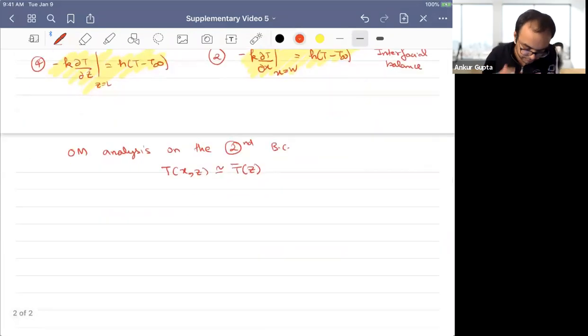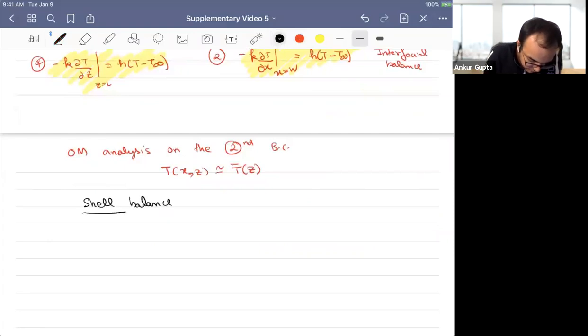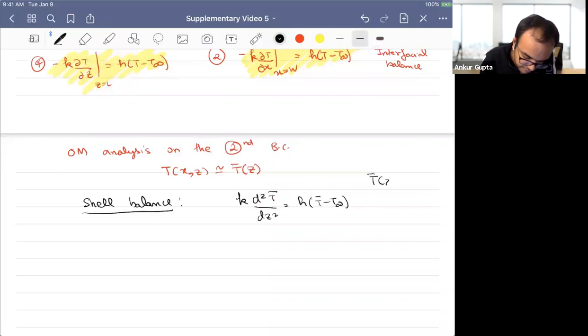Okay, now if we did that, then we did a shell balance to arrive at the equation k d square T bar by dz square is h into T bar minus T infinity, and T bar at z equal to 0 is T naught, and minus k dT bar by dz at z equal to L is h into T bar minus T infinity.